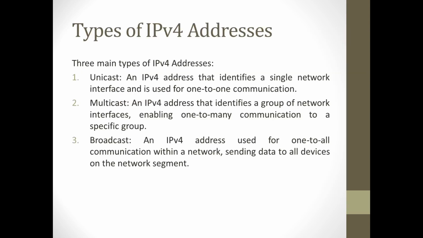Now there are three types of IPv4 addresses. First one is unicast. Unicast is an IP address that identifies a unique node, means it identifies a single network interface and is used for one-to-one communication. Then the second one is multicast. These are IPv4 addresses that identify a group of devices interested in receiving the same data simultaneously. And the last one is broadcast. Broadcast allows the communication to all devices on a specific network segment.